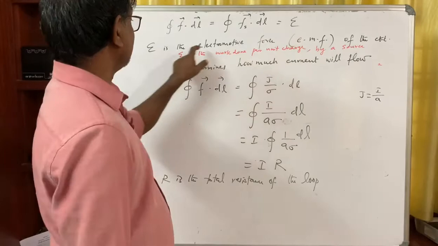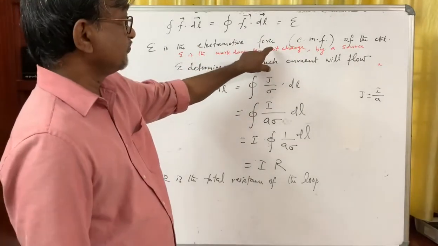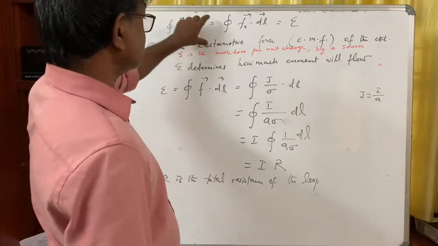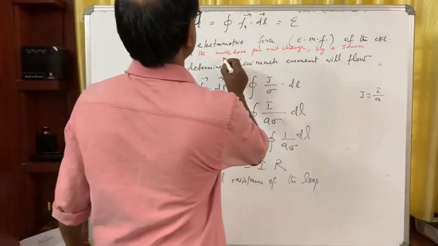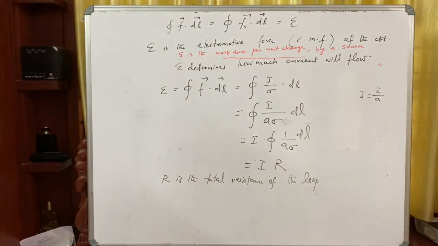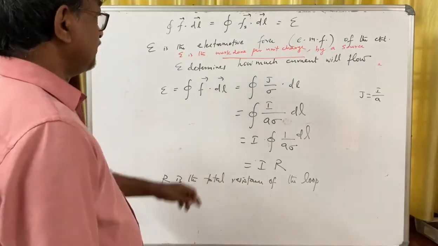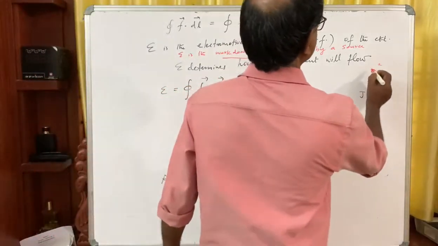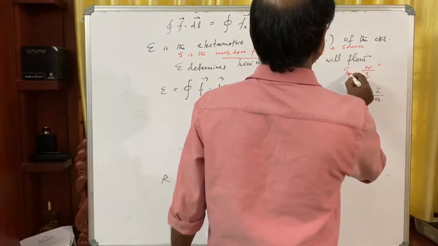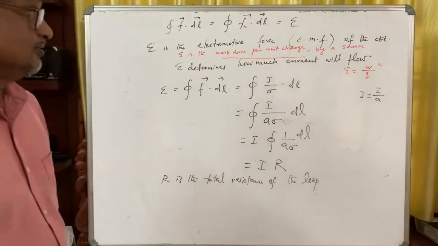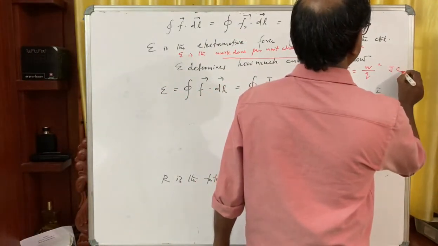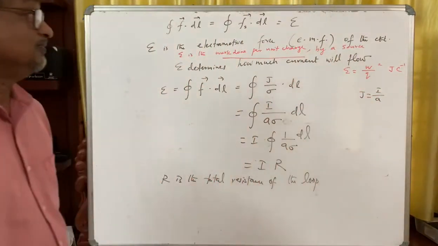This E is called the electromotive force or EMF of the circuit. Actually, E is the work done per unit charge. So, E is equal to work done per unit charge. So, what will be its unit? Its unit will be, work done means joule per coulomb. Joule per coulomb.